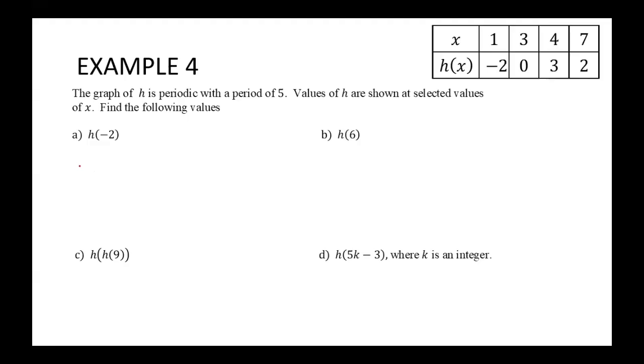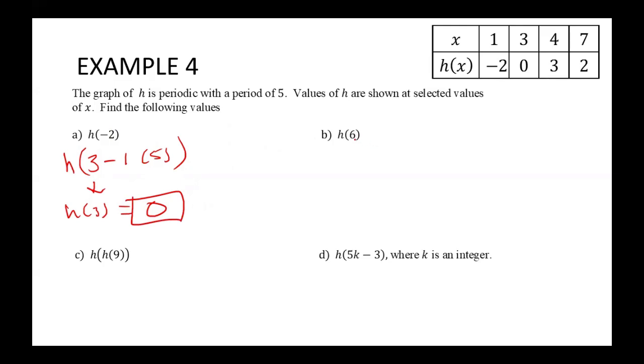So 1 rotation. So to get negative 2, again, you're thinking about what number can I use currently? My current number I can use, 3 is probably going to be the closest. And the period is 5, so 1 cycle of 5. Does that make sense? So that means h of negative 2 is equivalent to h of 3. And what does h of 3 equal? 0. So the answer would be 0.